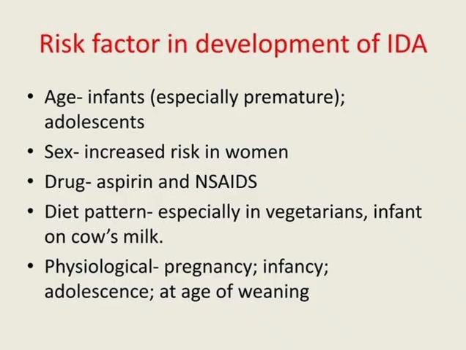Next is the diet patterns, the dietary factors. Usually, vegetarians and infants fed mainly on cow's milk may not receive adequate iron, which may increase the risk of deficiency. The people who are mostly vegetarians and some of the infants take only cow's milk as their food. Under those conditions, they may develop iron deficiency anemia.